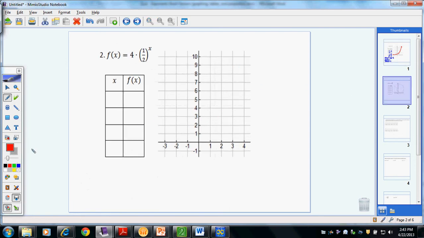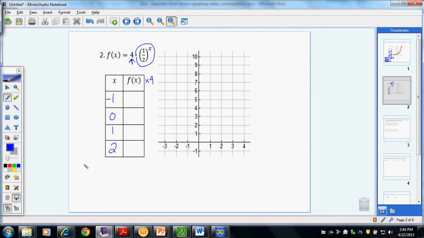Number 2, same thing. We're going to set up our table. Now, the way we have done this in the past is we set it up where we treat the base to the power. So again, let's do the -1, 0, 1, and 2. Let's add another column that states that we're going to multiply by 4 after we take this and apply our x's.